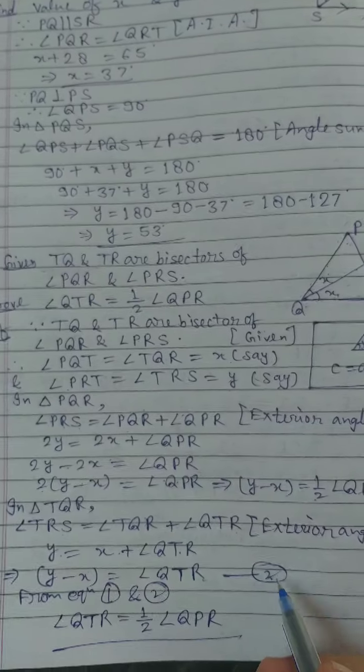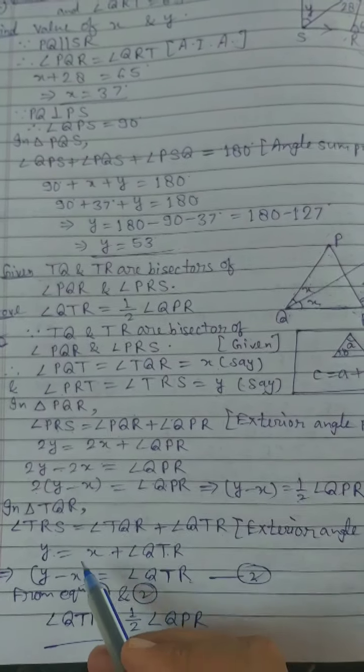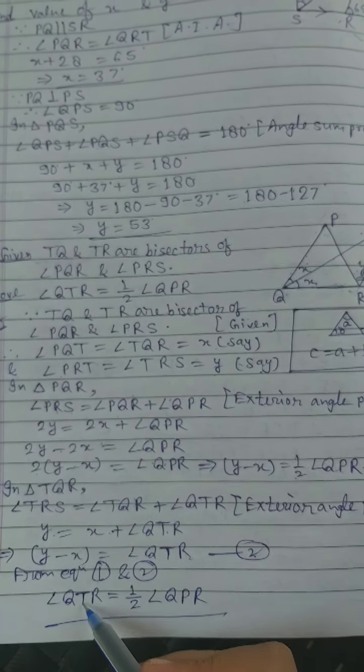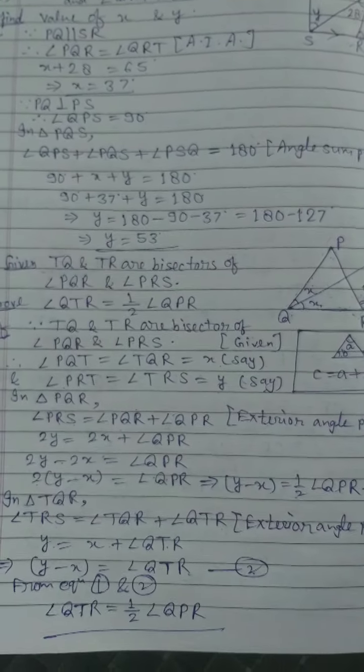This is equation 2. Now from equations 1 and 2, we see the LHS of both equations are the same. That means their RHS should be equal. So the RHS of equation 2, that is angle QTR, equals the RHS of the first, that is half angle QPR. This is what was to be proved. So complete.